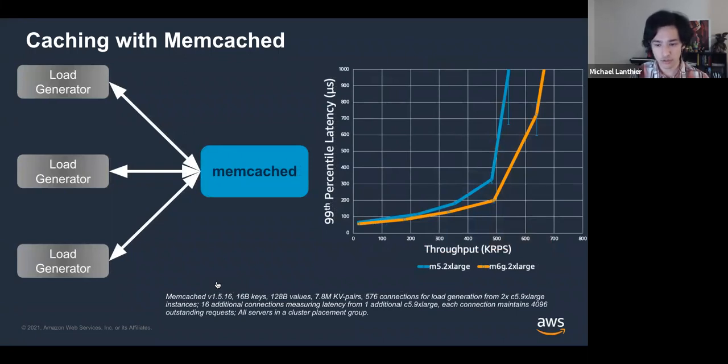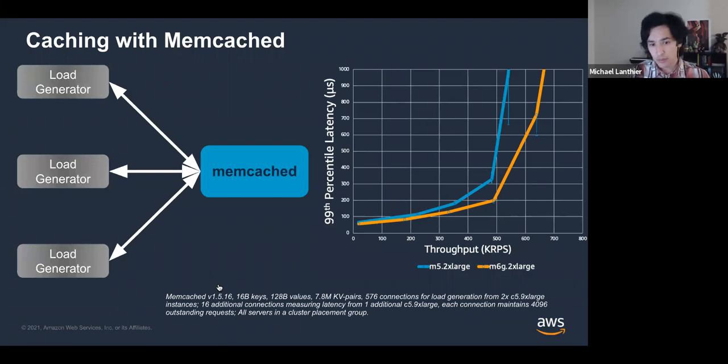So when we measured latency for the Graviton instance and the x86 instance, we were able to see that the M6G instance sees lower latency as well, across the board. So not only is Graviton2 able to provide higher throughput, but at a given throughput, it's also able to provide lower latency than its x86 counterpart.